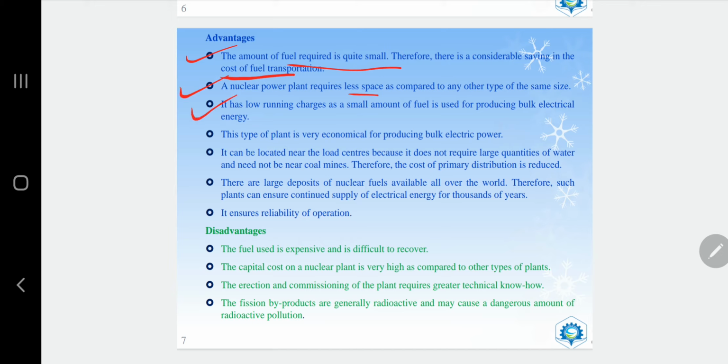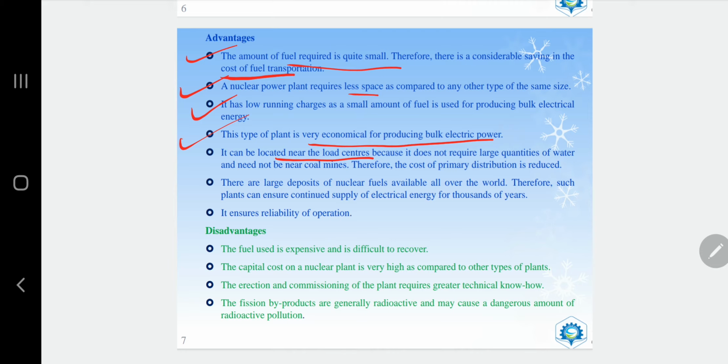Now let's go for the fourth one. It is very economical for producing bulk electrical power. Why? Because a small amount of fuel itself can produce bulk electric power. Next one is that it can be located near the load center, not like a hydroelectric power plant which is placed in a hilly area with the consumer far away from it. But unlike that, a nuclear power plant can be located near the load center.